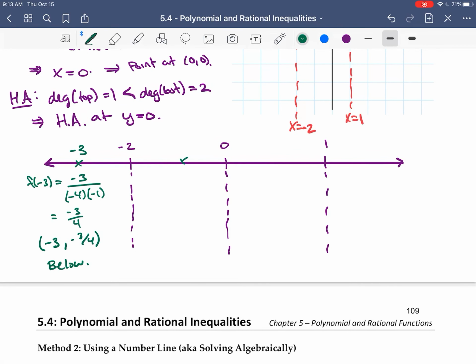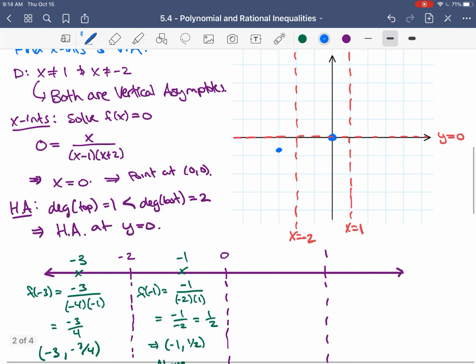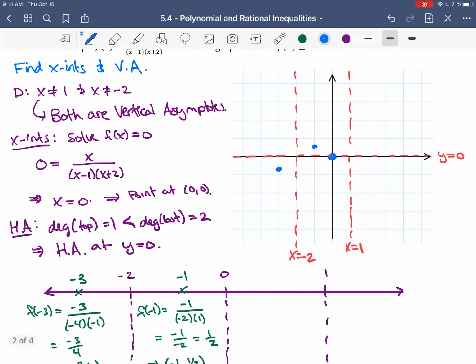Now let's try, say, negative 1. So that's going to be negative 1 over negative 2 times 1. So this is negative 1 over negative 2, so positive 1/2. So in this interval we are above the x-axis. So at negative 1, we're at positive 1/2.